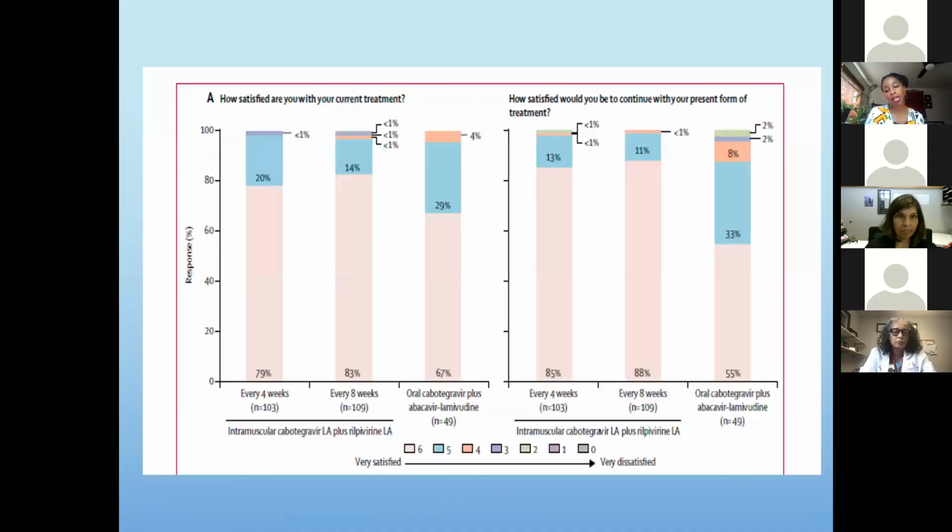But this slide is the slide that garnered a lot of attention. What you see here is satisfaction in the pink, and how satisfied people were in terms of their current treatment. There was higher satisfaction for those on the injectable version, whether it's every 4 or every 8 weeks, and in terms of whether or not they were going to continue on that modality, higher rates among those on the injectable.